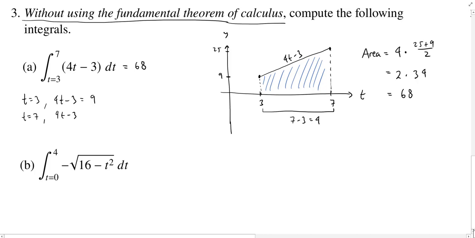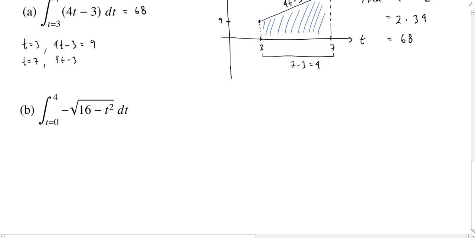Now, the second one looks a lot more complicated because this integrand is a lot more complicated than the linear function that we just dealt with. But let's write something down here. Let's say I knew that my function was called y, and y was equal to negative the square root of 16 minus t squared. If I square both sides, squaring will get rid of the negative. It will also get rid of the square root, and I'll just have y squared equals 16 minus t squared. Adding t squared to both sides tells me that t squared plus y squared is equal to 16.